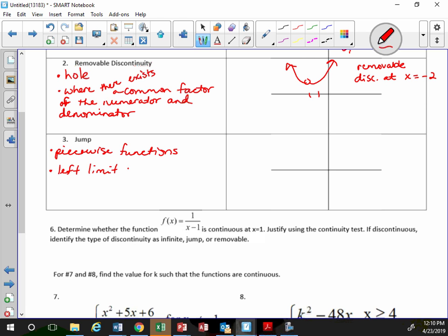And this happens when the left limit does not equal the right limit. All right, you guys see how that's a piecewise graph? See how the left and right would not run into each other? So we would say jump discontinuity at x equals 1.